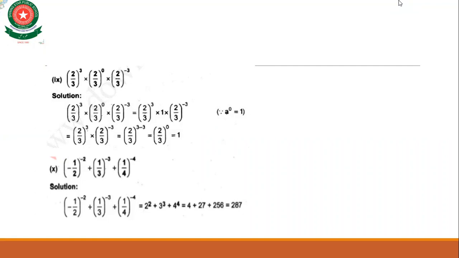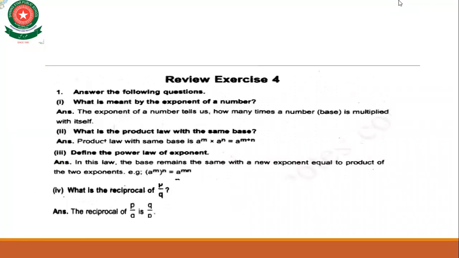Now we are going to discuss the review exercise 4. Here, first of all, we have to know about the questions that we have already studied while discussing the examples. The question is, what is meant by the exponent of a number? The answer is, the exponent of a number tells us how many times a number, the base, is multiplied with itself.